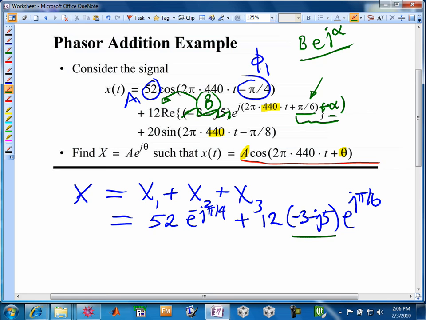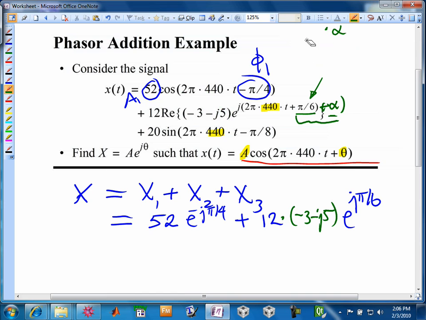So in reality, if I did that substitution right down in here, I would have times b times e to the j alpha, like I was just saying. So that would be equivalent. But I don't want to put that in here because I don't know what b and alpha are, so for right now I just leave it as minus 3 minus j 5. Okay, what about the last one?